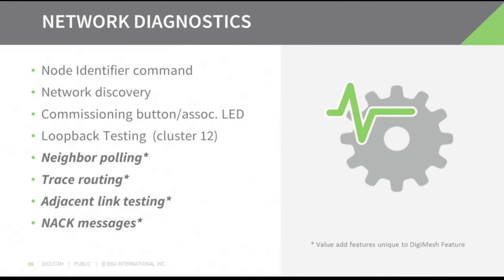Also, the adjacent link test can be very powerful. This is a command that you can initiate locally or on a remote module to test its link with any other neighbor module in the network. You can send up to 1,000 packets of variable size, and what you'll get back is the number of good packets, the number of dropped packets, and how many retries had to occur, as well as the strongest RSSI signal strength, the weakest, and the average received signal strength. So very useful for testing links, making sure that you've got a robust network.